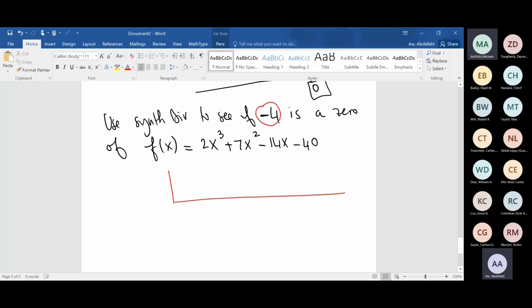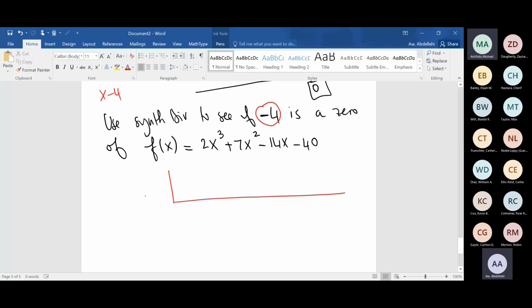If you want to test if negative 4 is a 0 or not, we have to put exactly the number we see. Now, if you divide by x minus 4, then we put 4, right? You see the nuance between the two? If you want to see if a number is a 0 or not, you put exactly that number. If you divide by x minus a number, then you have to figure out what number to put.